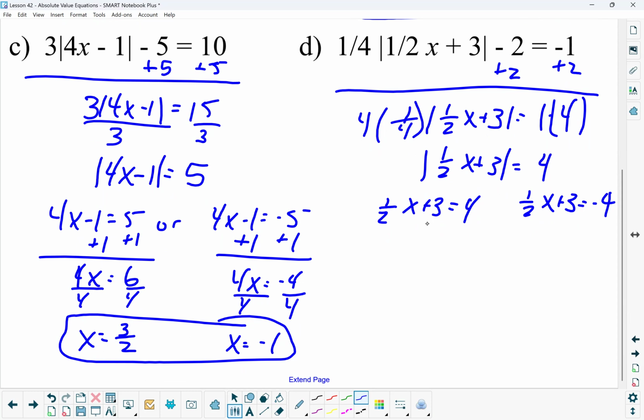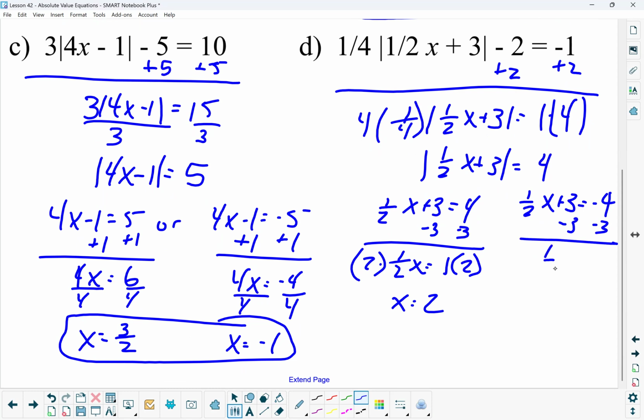Solve each of those equations. Subtract 3 from both sides. 1/2 x equals 1. Multiply by 2. X equals 2. Subtract 3 from both sides. 1/2 x equals negative 7. Multiply both sides by 2. X equals negative 14.